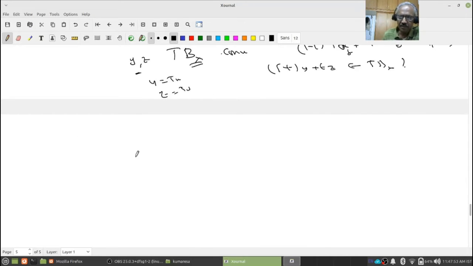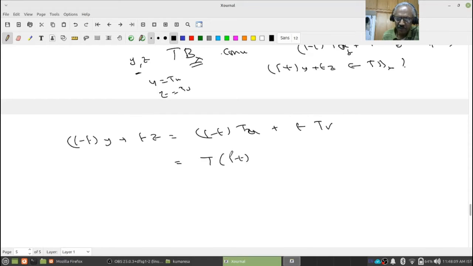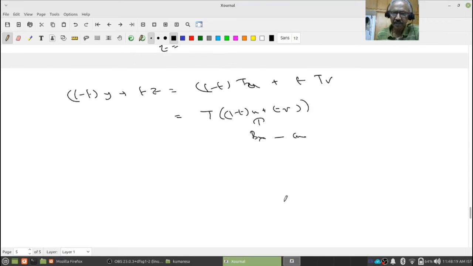But (1 - t)y + tz is nothing other than (1 - t) times T(u) plus t times T(v), right? But remember, T is linear, therefore it is the same as T of (1 - t)u + tv, because of linearity. And this belongs to B_X because B_X is convex. Right? Therefore, we have proved this belongs to T(B_X). Therefore, T(B_X) is convex.